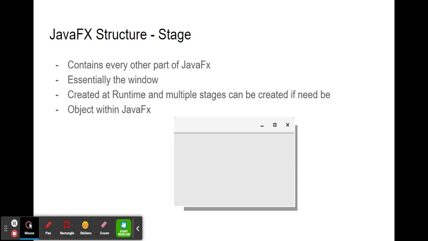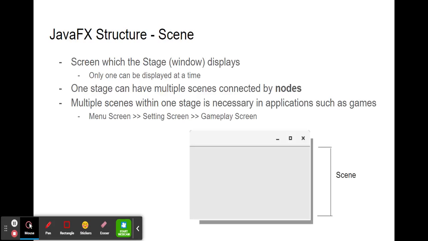And of course, there can be multiple stages created if need be, which essentially is opening a new tab in your window at runtime, which your code can do. So the next part of it is a scene, which basically goes in this portion that I've labeled right here, and only one scene can be displayed at each time. However, one stage can have multiple scenes stored inside the stage.